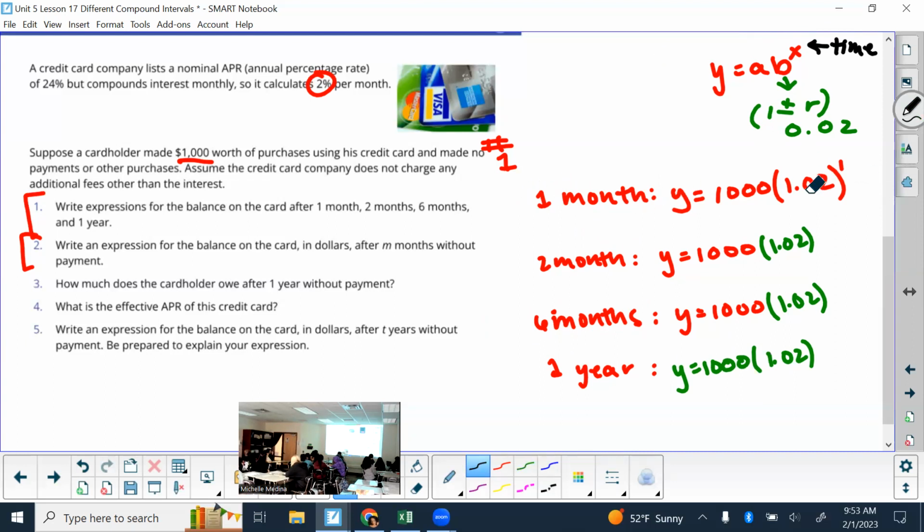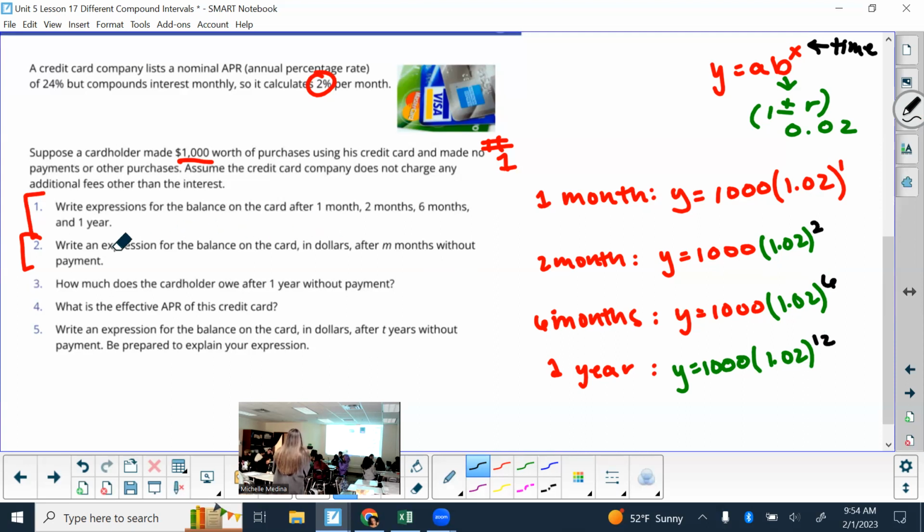So when it's 1 month, how many times did they apply the monthly interest? Table 5, if it's 1 month, how many times did they apply the monthly interest? Once. So then table 6, when it's 2 months, how many times did they apply it? Twice. So the exponent should be 2. Table 7, what should my exponent be? Good. And table 8, what should my exponent be? 12. Good. Why 12 and not 1? There's 12 months in a year. So good. Any questions? All right.